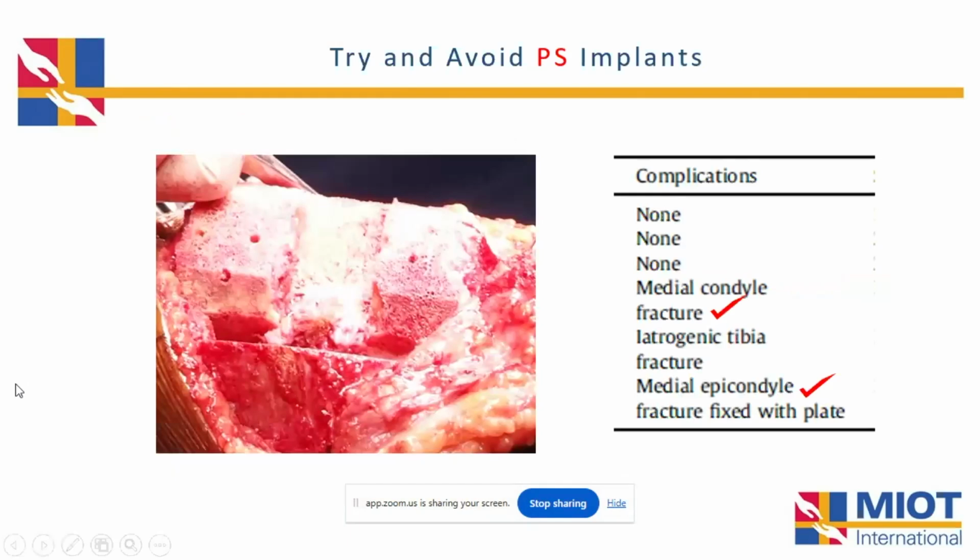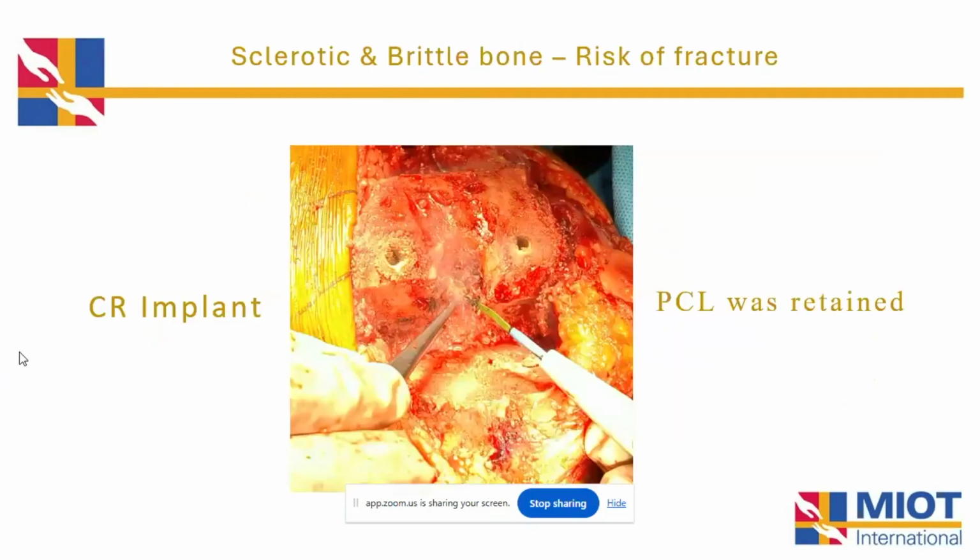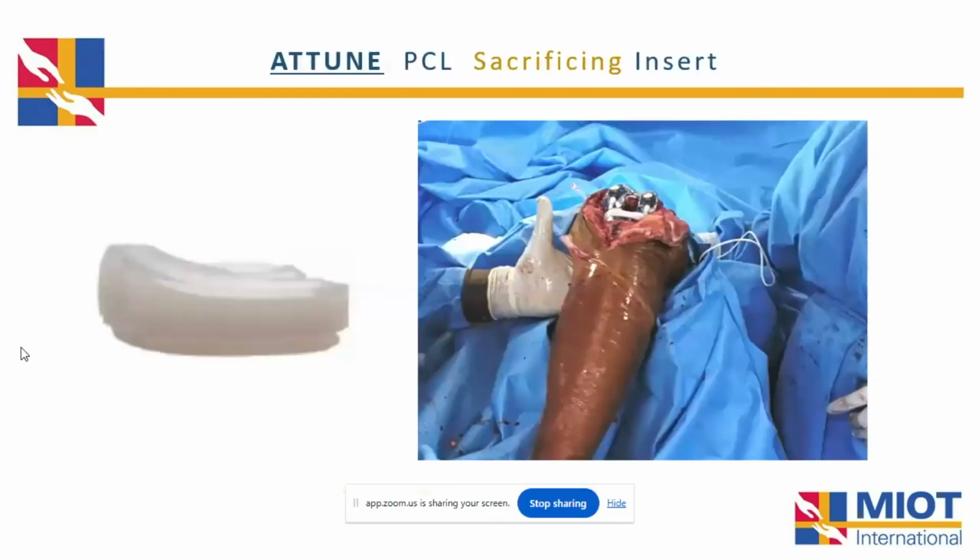And since the chance of fracture is high, I wanted to avoid a PS implant, because when you impact, the chances of condyle fracture are high. So we thought we will go ahead with the CR implants. So we tried to retain the PCL. However, in Attune, if accidentally you remove the PCL or you intend to remove the PCL, you can still use a CR insert, and that is what the company claims.